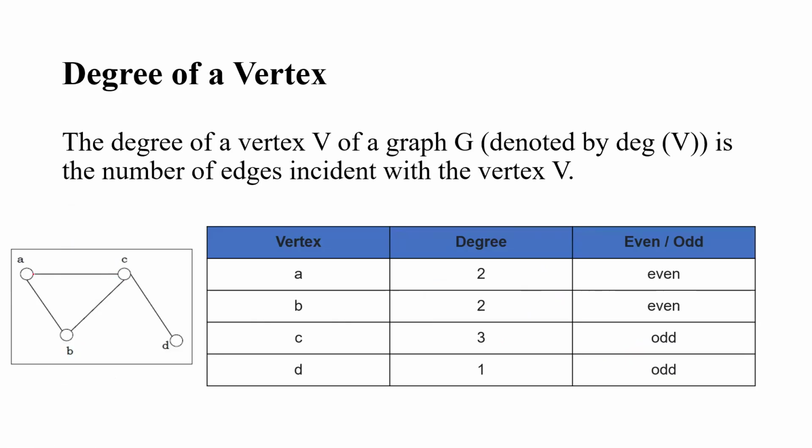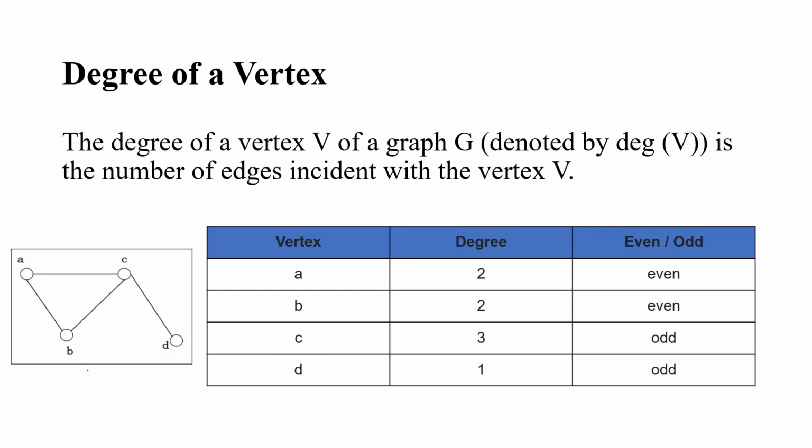From A we can go to C also, and B also. From B we can go to A also, C also. Direction is not there, so no problem here. From C we can go to A also, B also, D also. From D we can go only to C. That is the meaning of this.